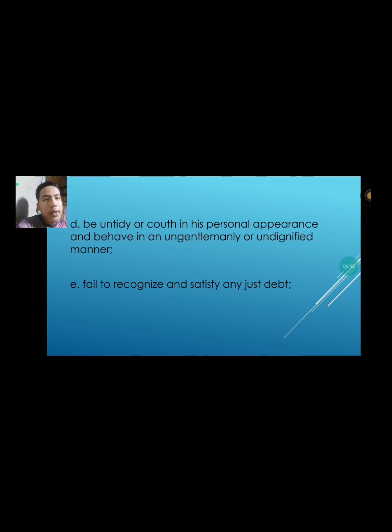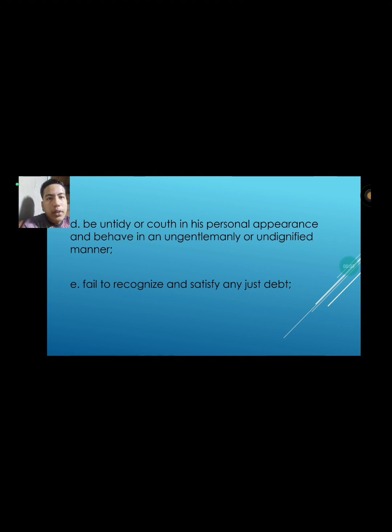D. Be untidy or uncouth in his personal appearance and behave in an ungentlemanly or undignified manner. So, if you are a police in uniform or police officer, kailangan mo mag-behave. Kailangan mo yung norms, yung the way you approach, or dapat maging simple ka lang na respected na tao. Ganun. Dapat behavior, yung manners mo dapat may respeto, kasi kung hindi, nilalabag mo yung slight or simple misconduct. E. Fail to recognize and satisfy any just debt.